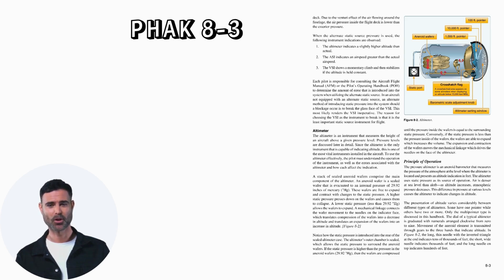A stack of sealed aneroid wafers comprises the main component of the altimeter. An aneroid wafer is a sealed wafer that is evacuated to an internal pressure of 29.92 inches of mercury. These wafers are free to expand and contract with changes to the static pressure. A higher static pressure presses down on the wafers and causes them to collapse. A lower static pressure, less than 29.92 inches of mercury, allows the wafers to expand. A mechanical linkage connects the wafer movement to the needles on the indicator face, which translates compression of the wafers into a decrease in altitude and translates an expansion of the wafers into an increase in altitude.